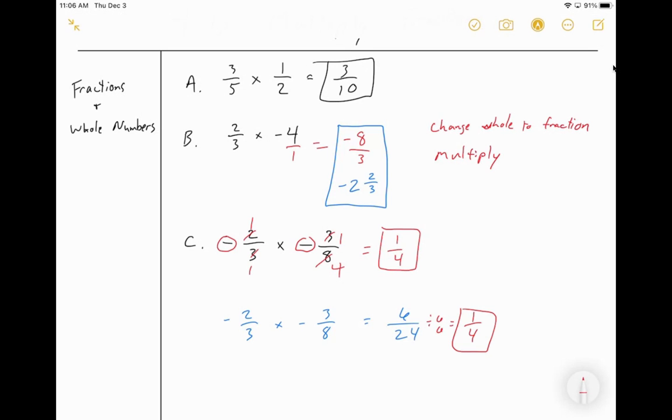So it doesn't matter when you cancel, except I would cancel early. I would cancel and then multiply across. That's how I would do it. Cancel and then multiply. Okay. If you do it the other way, you have to simplify at the end. Okay, so pretty simple, right?